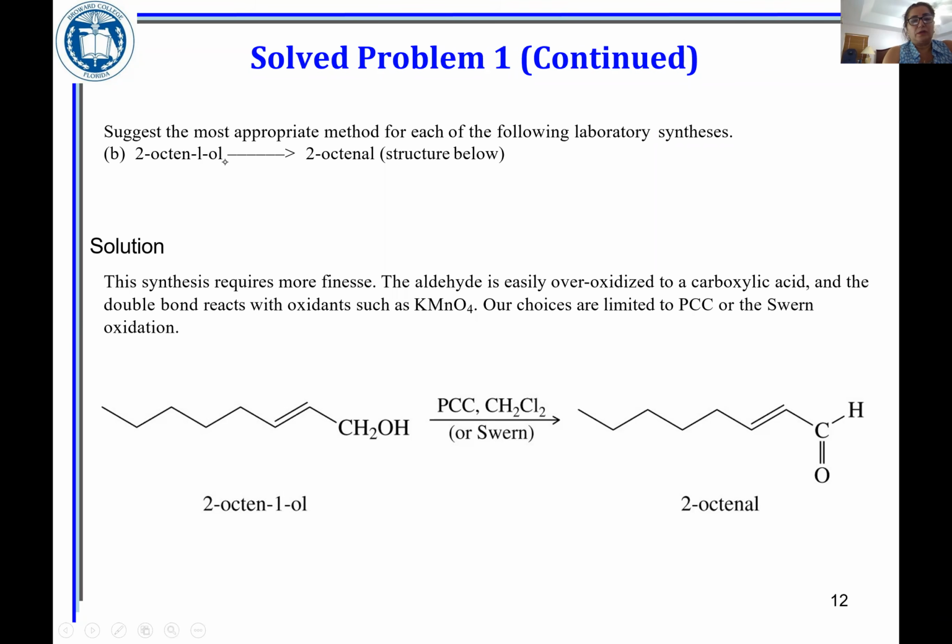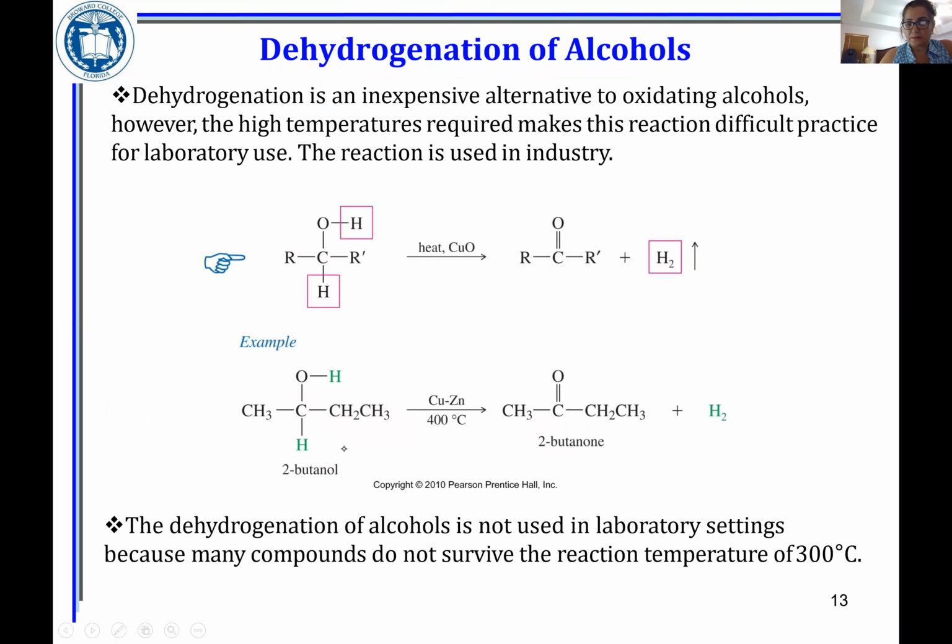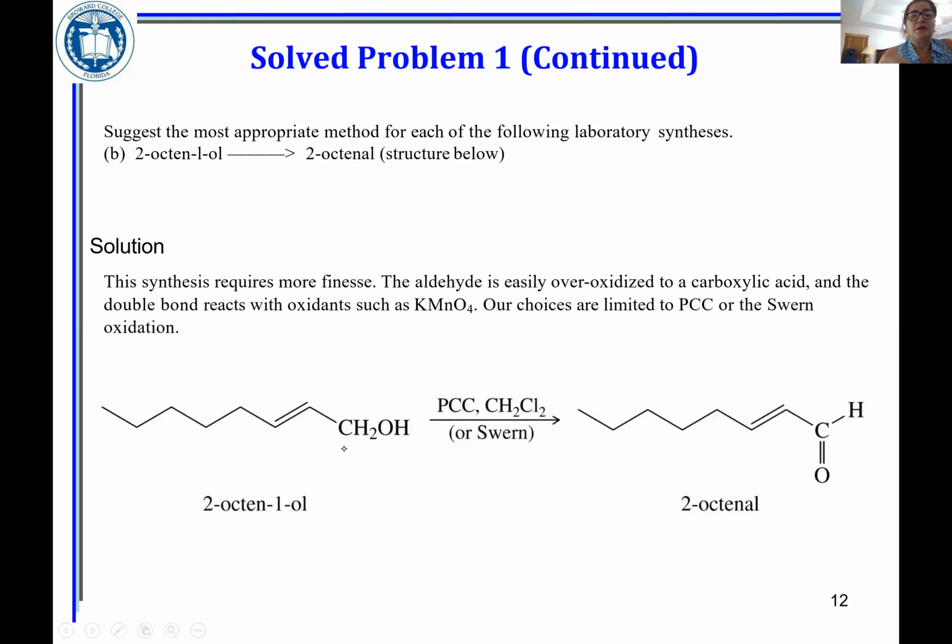2-octen-1-ol, and you want to change it to aldehyde. Okay. How would you change that to aldehyde? Because it's a primary alcohol, if you want to keep it in the aldehyde, you must use PCC. And what is dichloromethane or methylene chloride? This is just a solvent. So this is not the major reagent. That's just a solvent. Okay.